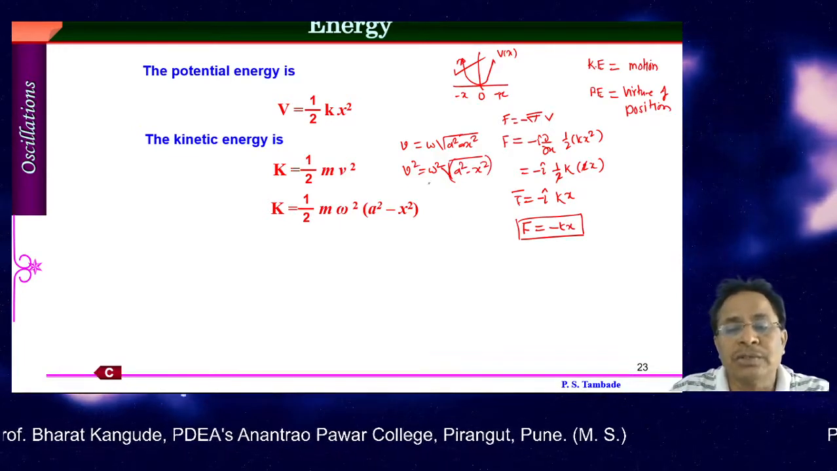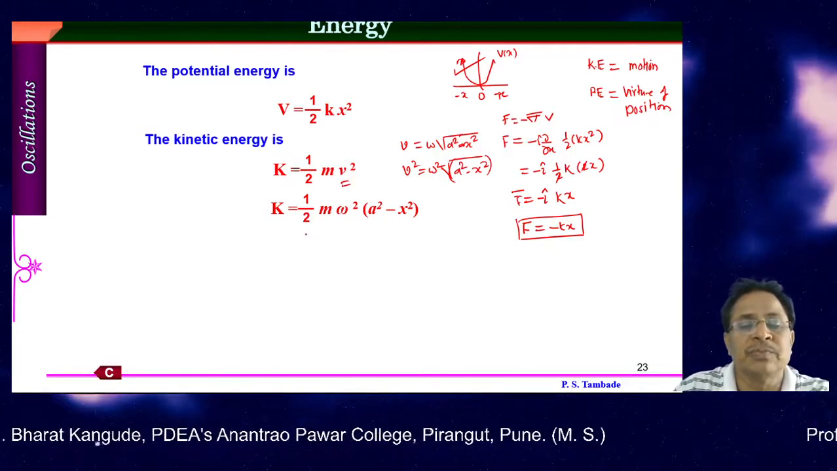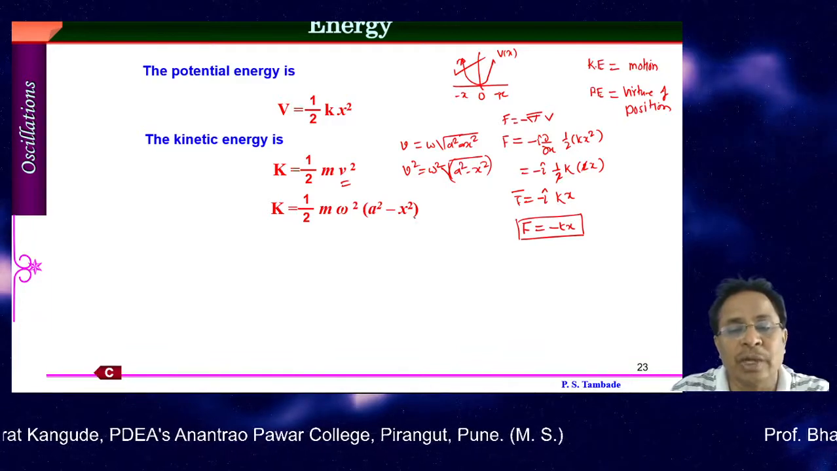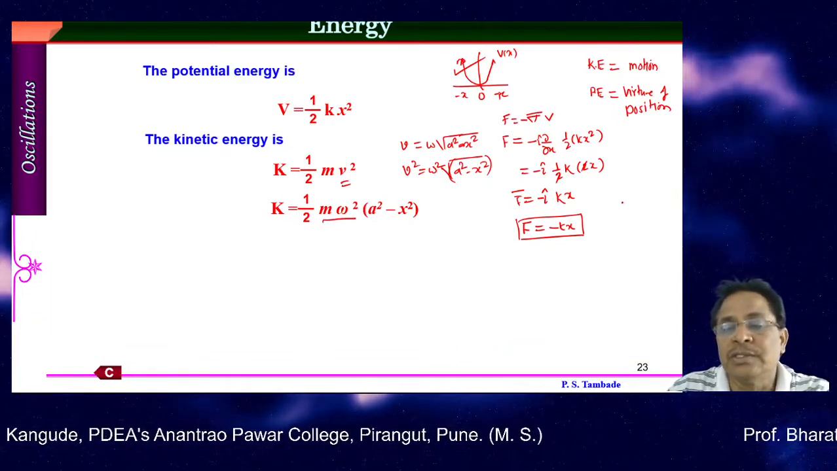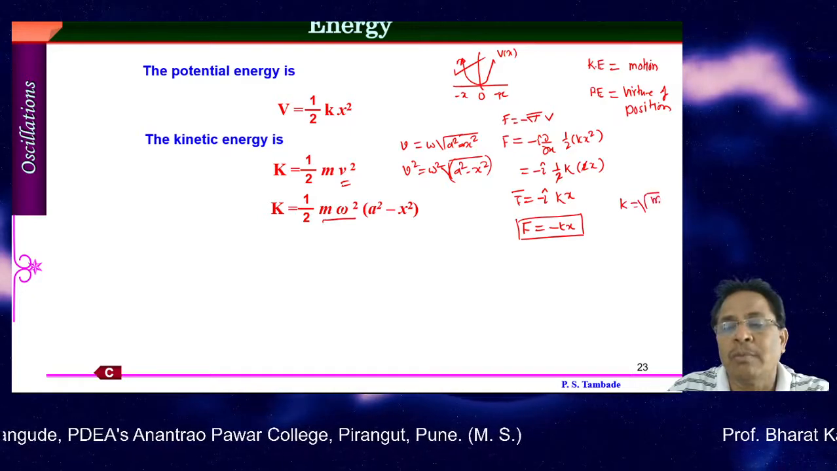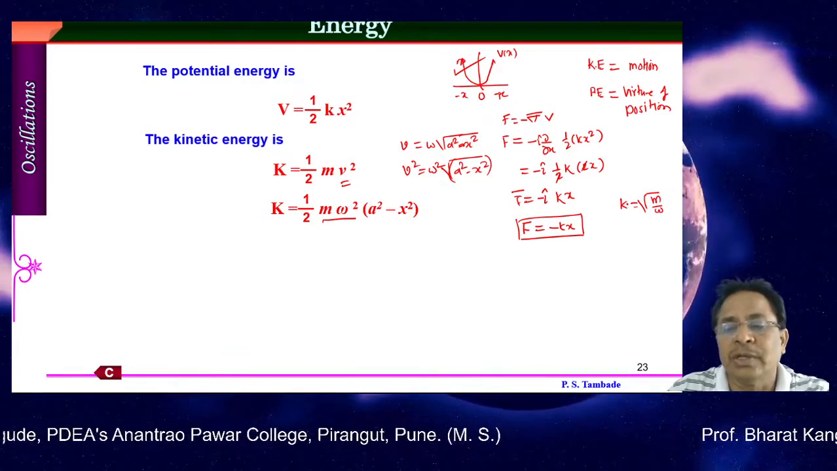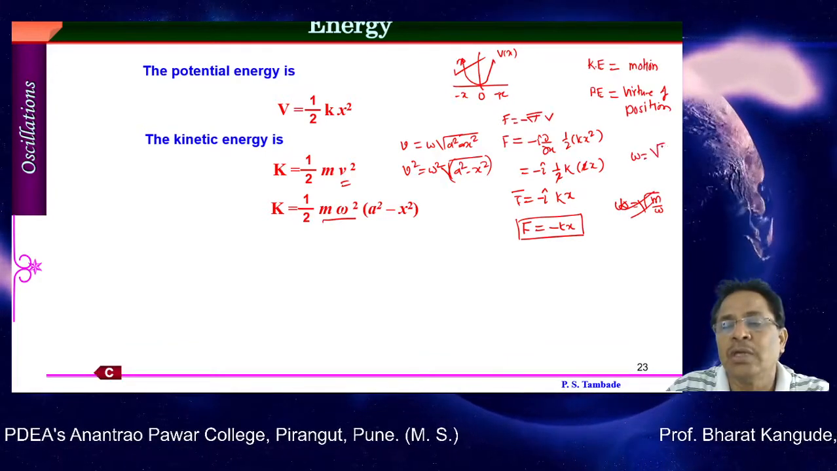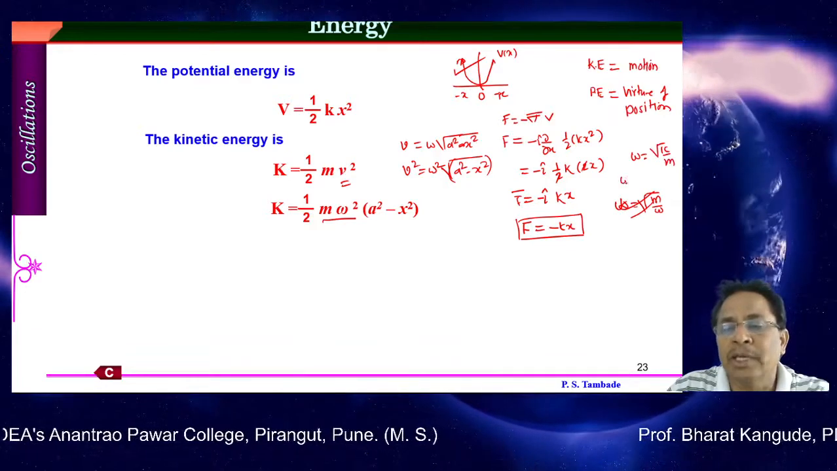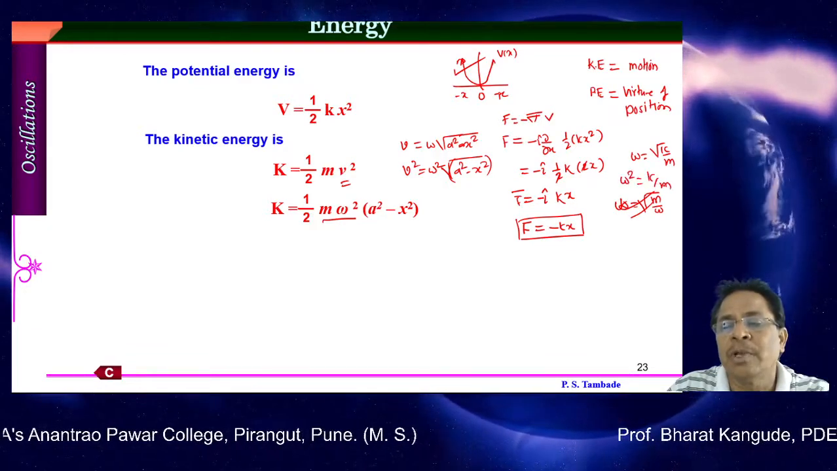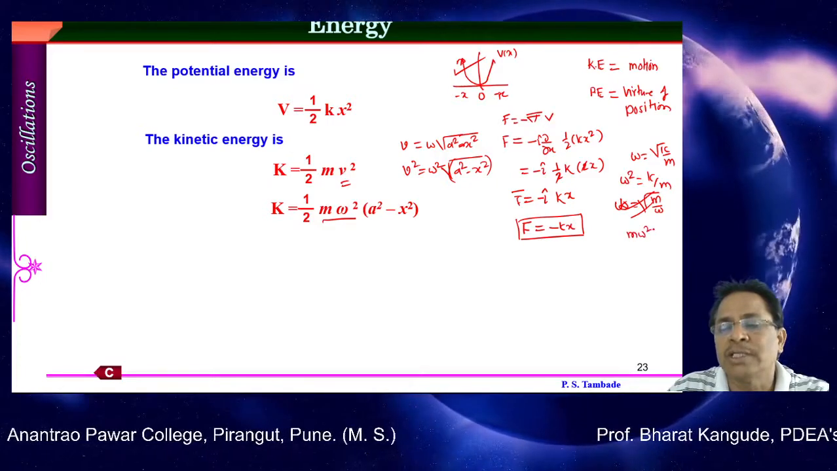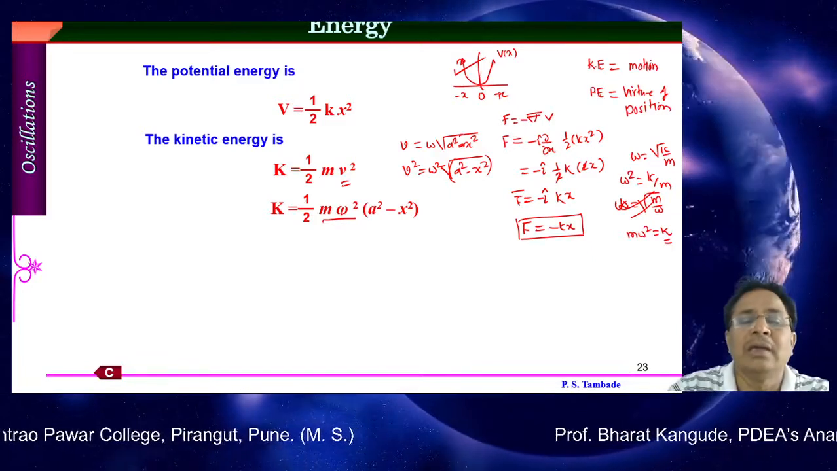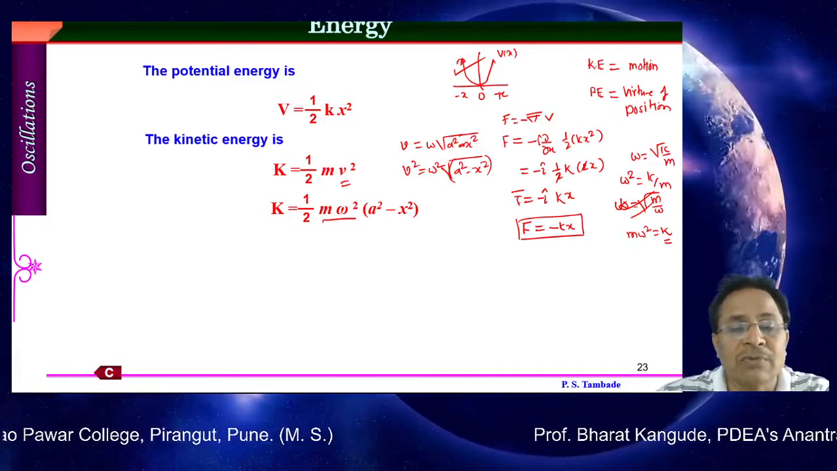And for this v square, the kinetic energy equation becomes 1/2 m omega square into a square minus x square. And earlier we have already seen omega is equal to root k upon m, and therefore making it square, omega square equals k upon m, and therefore m omega square can also be written as k. So I can replace this m omega square by k, the force constant.